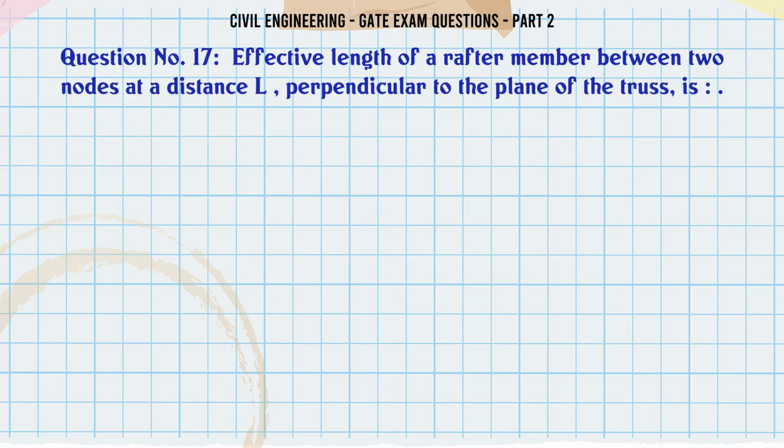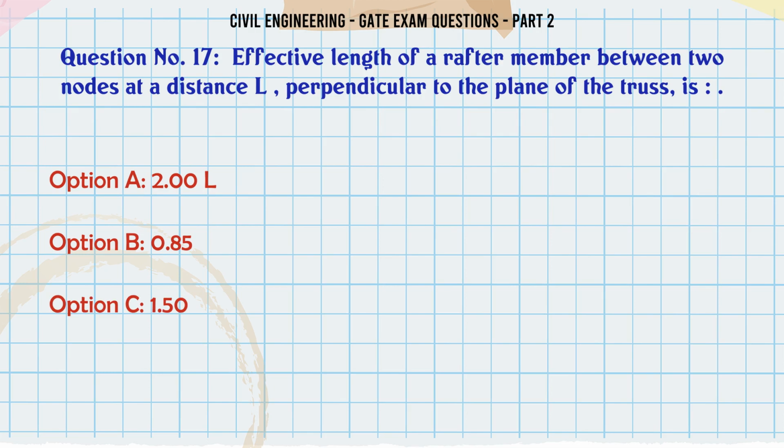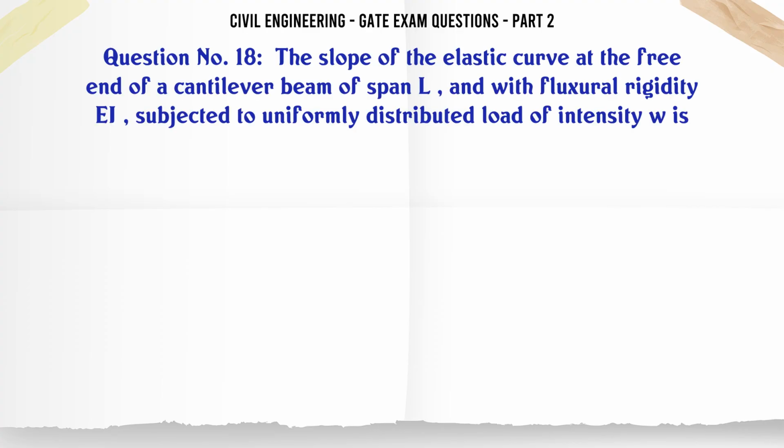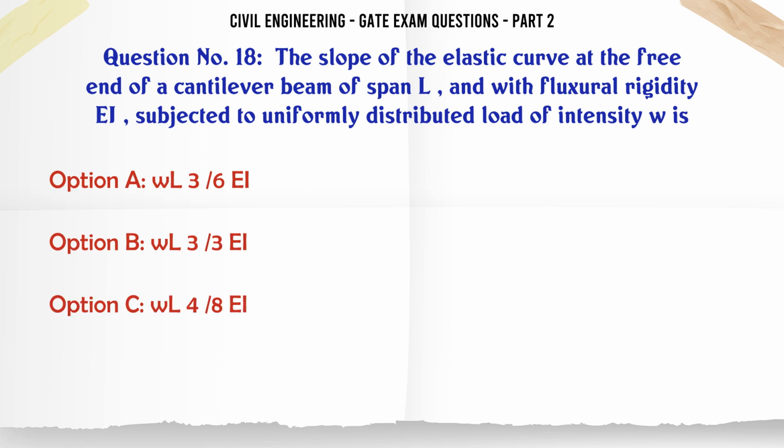Effective length of a rafter member between two nodes at a distance L perpendicular to the plane of the truss is A. 2.00 L, B. 0.85 L, C. 1.50 L, D. 1.00 L. The correct answer is 0.85 L.